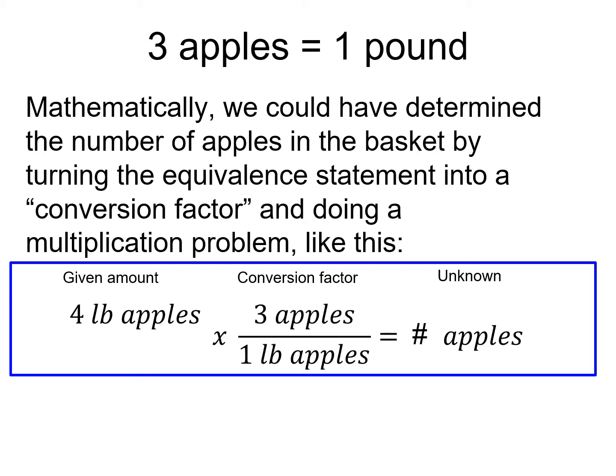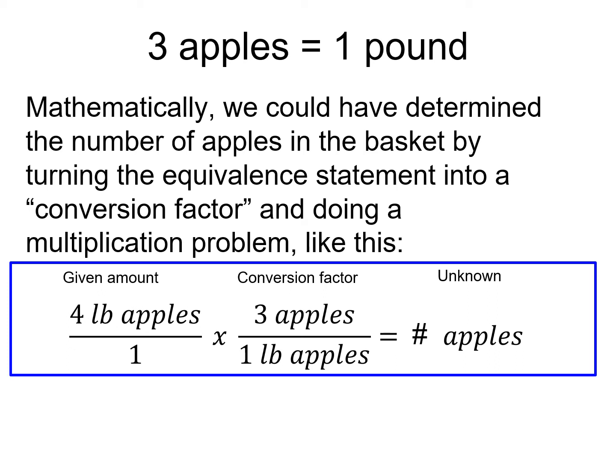3 apples equals 1 pound of apples. So even though this fraction doesn't look like a 1, it actually is. 3 apples on top and 1 pound of apples on bottom are actually the same thing. If you have the same thing in the numerator and the same thing in the denominator, then that fraction is equivalent to 1. And I can multiply anything I like by 1. So I can multiply 4 pounds of apples by 1, and what it's going to do is convert it from pounds of apples into a count.